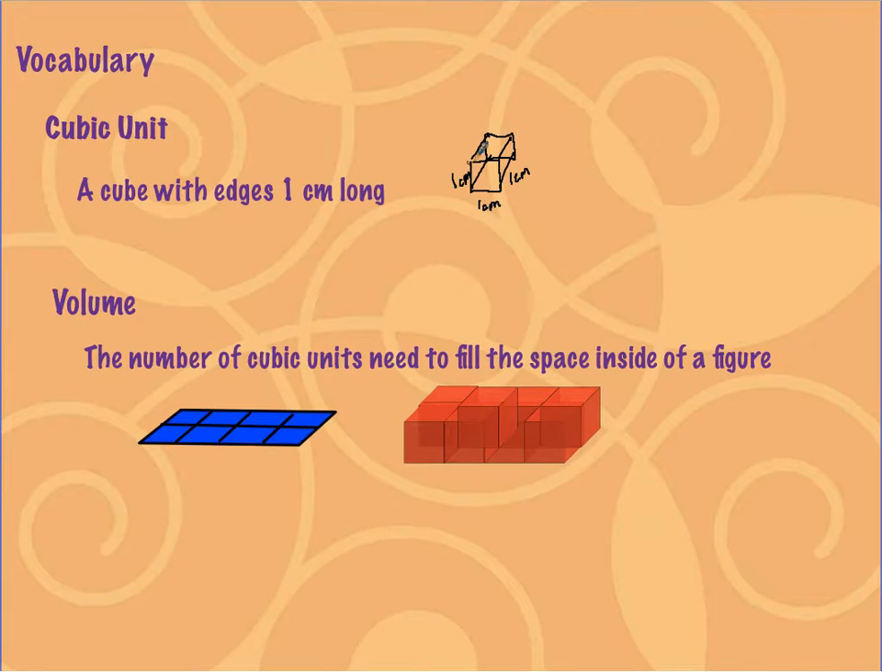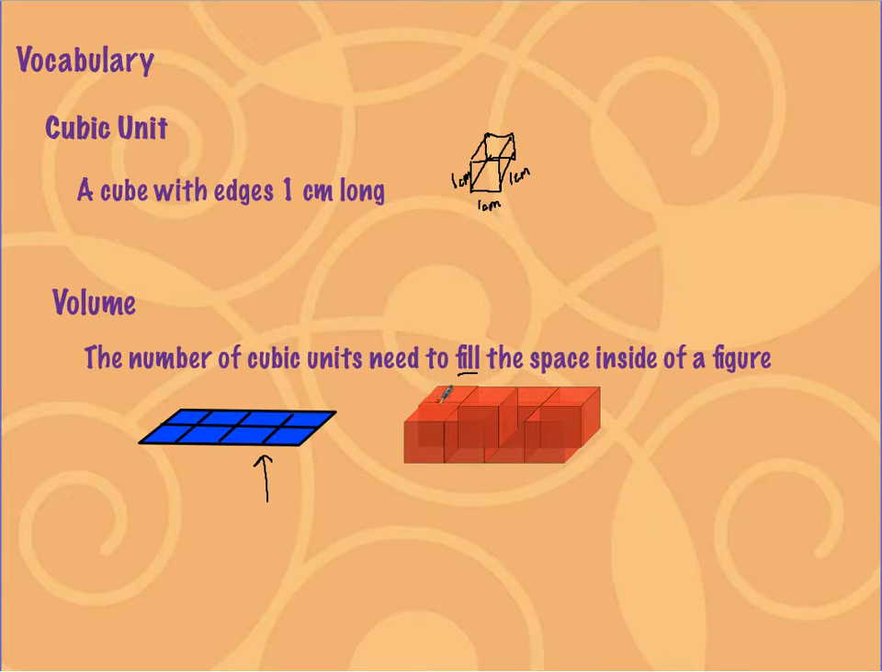When we talk about volume, we talk about, okay, well, if we were to take these cubes and put them into the container, how many of them would fit in there? So volume is the number of cubic units needed to fill the space inside of a figure. So right here you have the area, so that's how many of the bases, like the base of the cubic unit, how many of those could you lay down flat in the area? And then if you talk volume, now you start to build up. Now you start to fill it.